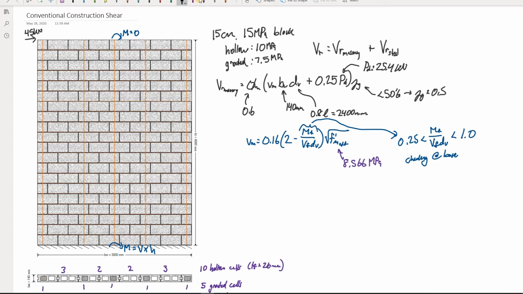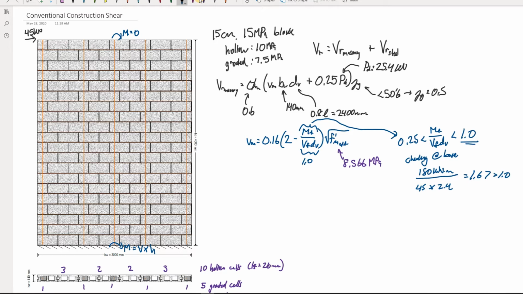So in this case, if we put in our numbers here, if we have 180 kilonewton meters, and we want to divide that by our shear, which is 45 times that dV value, 2.4, if we actually put this in, we get 1.67. And so since that's greater than 1.0, then this entire term, we're going to take it as 1.0. So I'm going to write this here, 1.0.